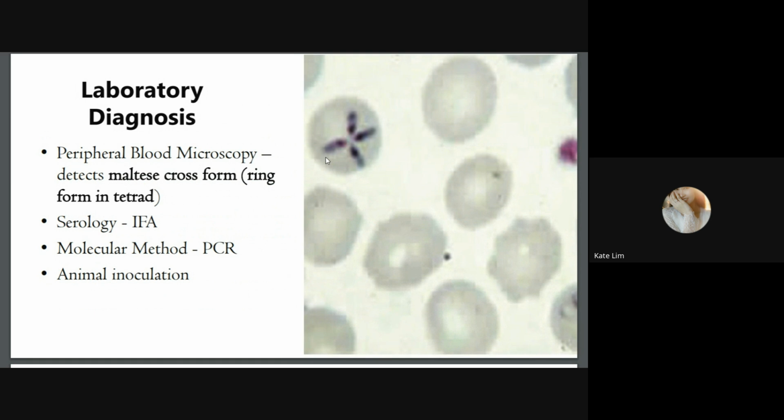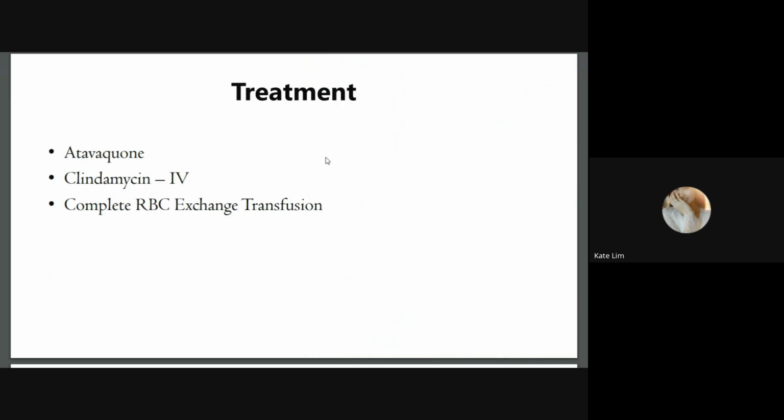So in blood films, you can actually distinguish your Babesia and your Plasmodium with this difference, with this lacking stages, the schizonts and gametocytes. Okay, we have here the treatments. We will not focus more on the treatments, so we're not doctors.